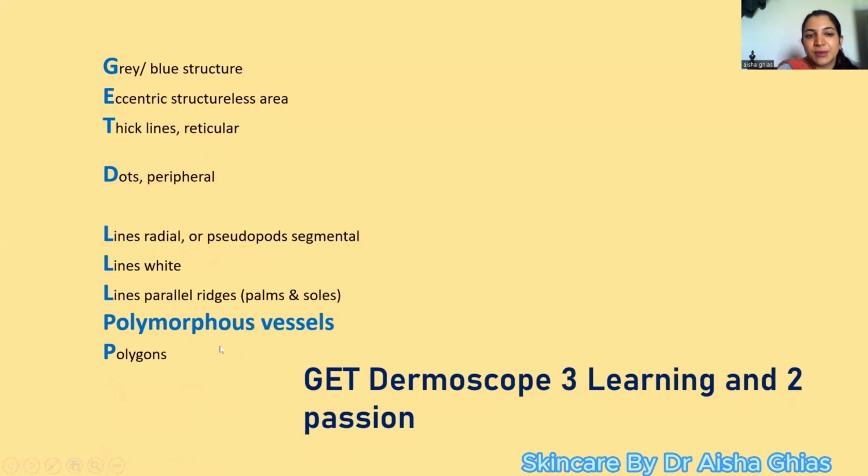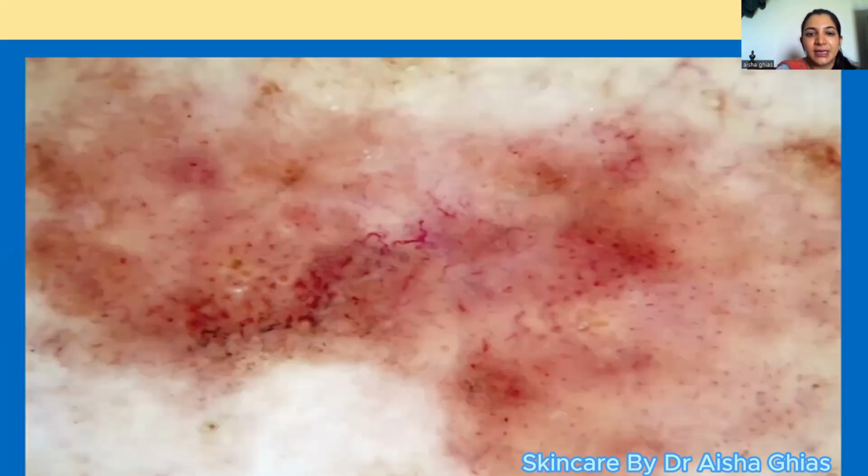Okay, second last clue is polymorphous vessels. Polymorphous means that the vessels are of different morphology. So vessels of different morphology usually aren't supposed to be there in benign lesions. Once they're there, you really consider a malignant process going on.